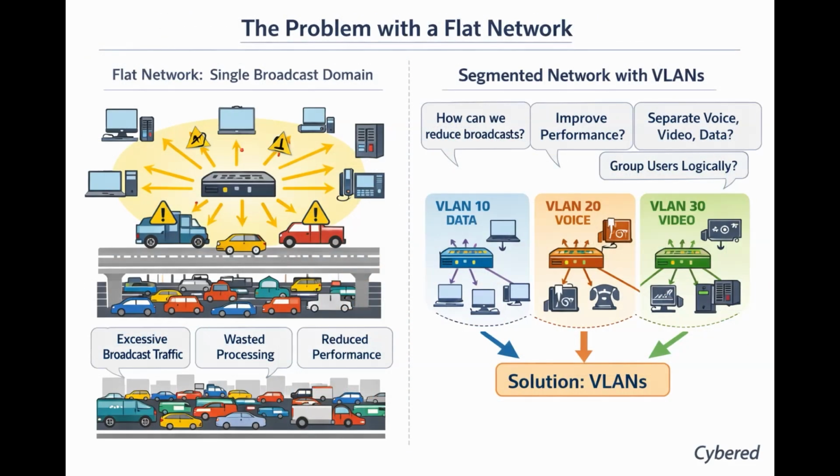As networks grow, more devices and applications share the same physical infrastructure. In a flat Layer 2 network, all devices belong to a single broadcast domain, meaning every broadcast frame is received and processed by every device. As the number of devices increases, excessive broadcast traffic can lead to congestion, wasted processing resources, and degraded network performance, similar to traffic congestion during peak hours on a busy road.